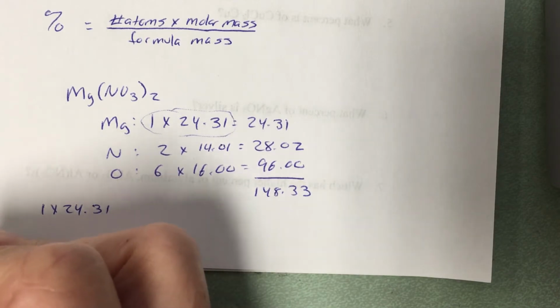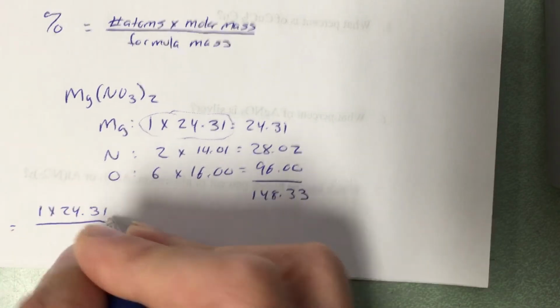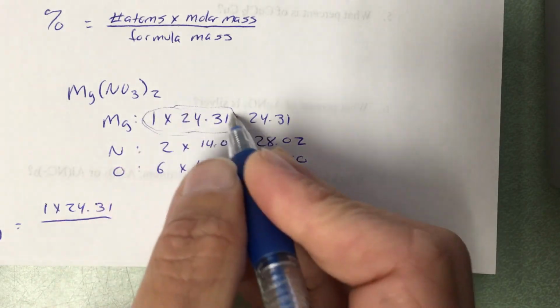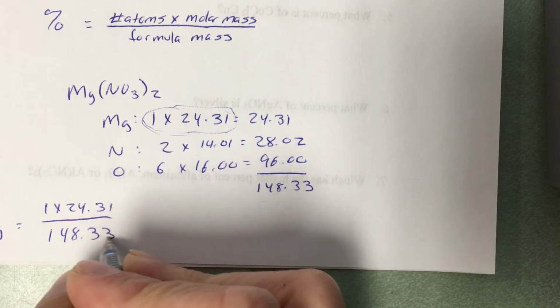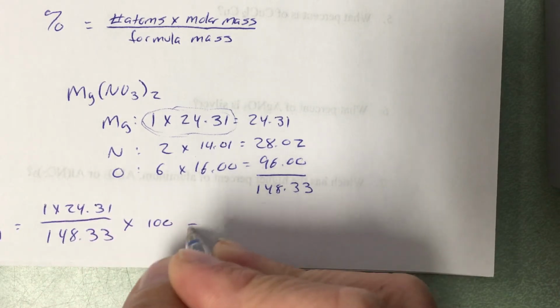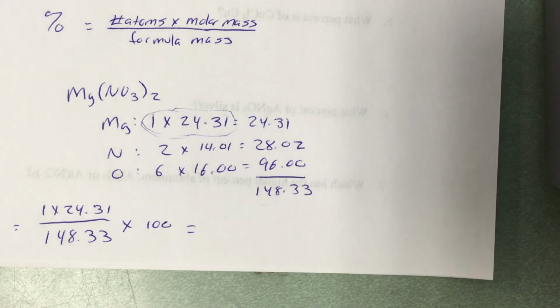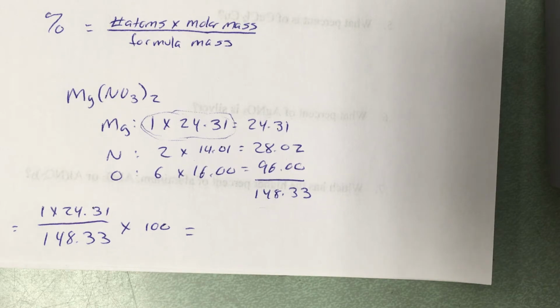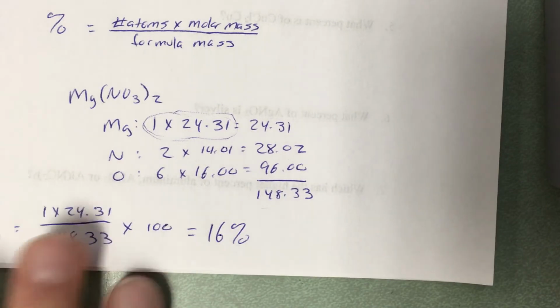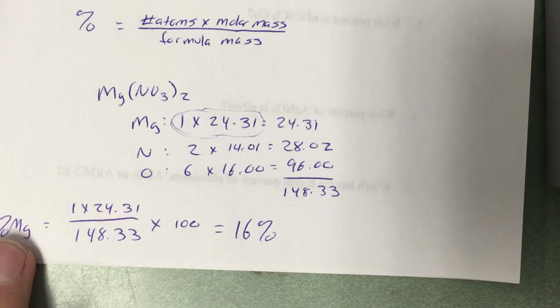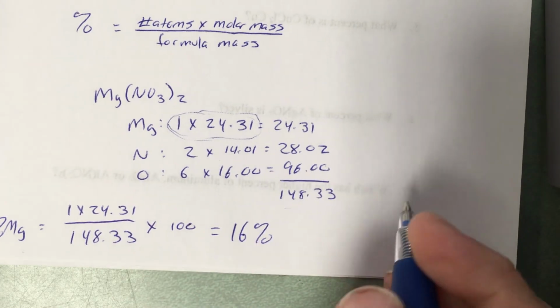And this is percent magnesium. That's magnesium's part divided by the whole times 100. Or 24.31 divided by 148.33 times 100. And rounding to a whole number percent, that would be 16%. So the percent magnesium is 16%.